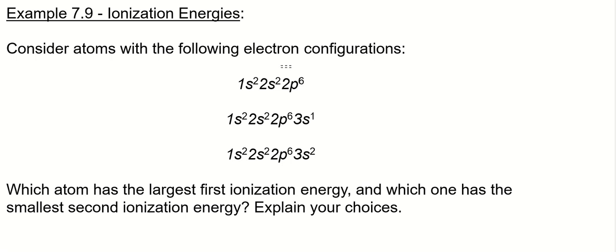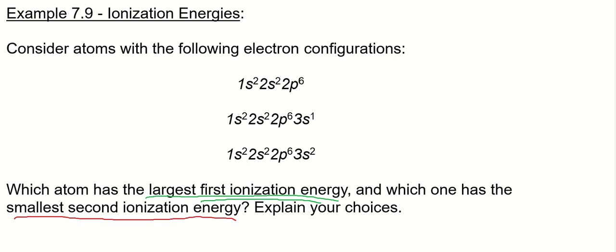Given 3 electron configurations, we're asked to identify which one has the largest first ionization energy and then which one has the smallest second ionization energy. So let's do the first ionization energy first. What that means is the energy required to remove the outermost electron from an atom in its gaseous state.